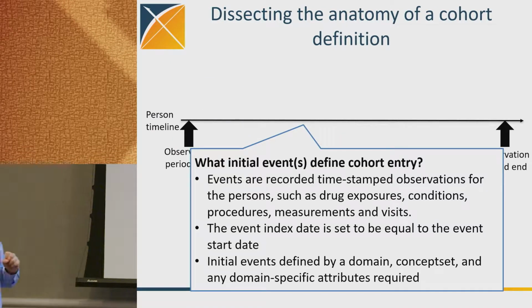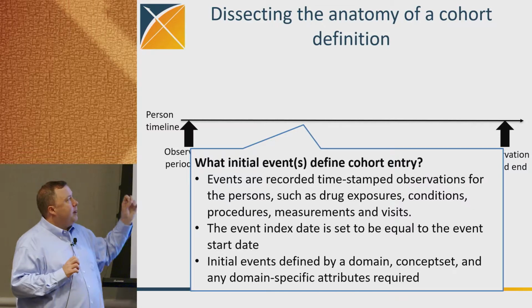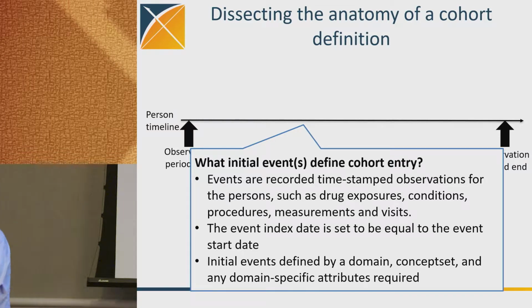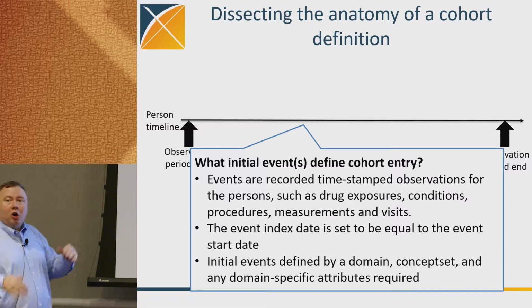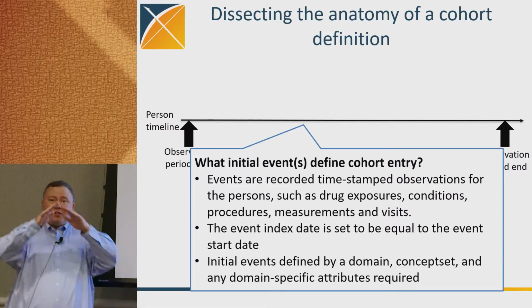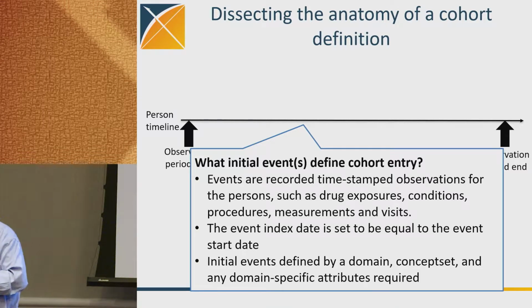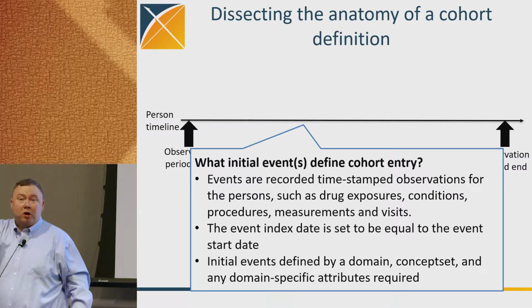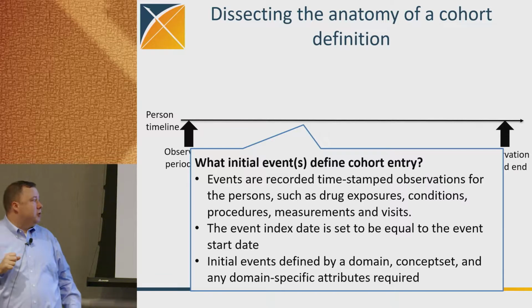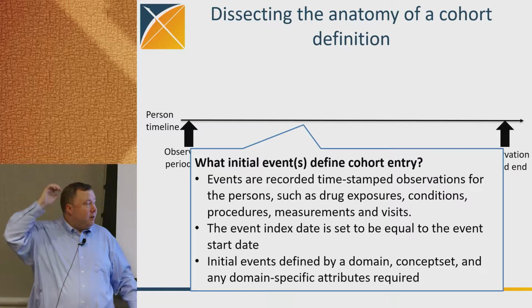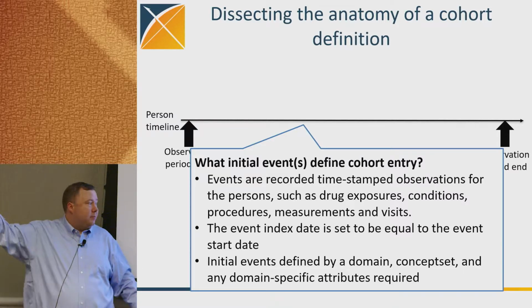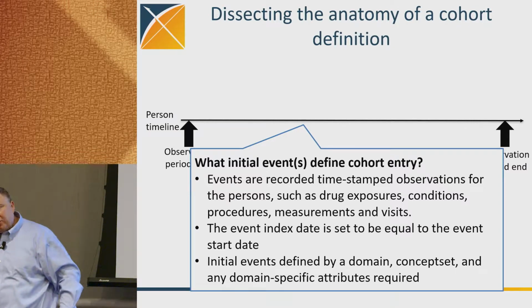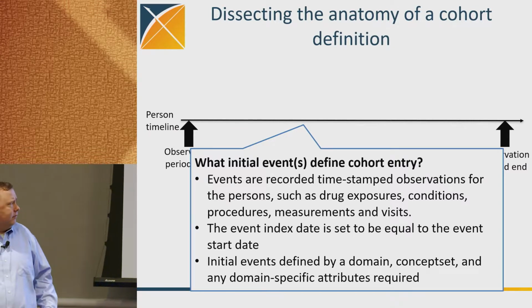Okay. So a couple other points about this definition. When I asked the question, what initial events define cohort entry? The events are those time-stamped observations in the data. So that's any of our building block data domains. The event index date is going to be whenever the event happens, that would be your cohort entry date that you're going to be able to use. And an initial event is going to be defined by some domain, usually some sort of concept set, and any other domain-specific attributes that we're going to need, and we'll show you some examples of that.